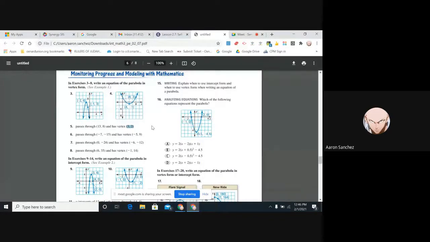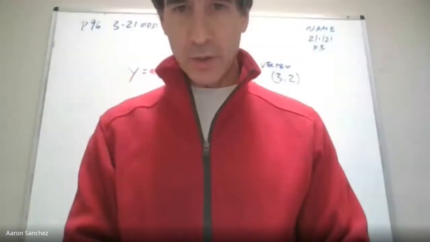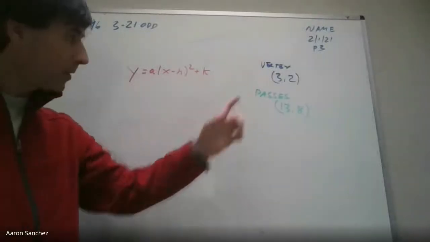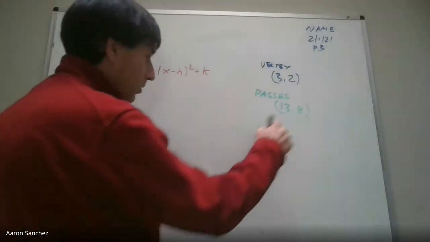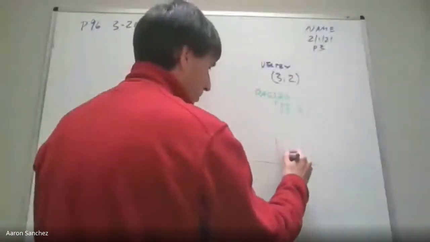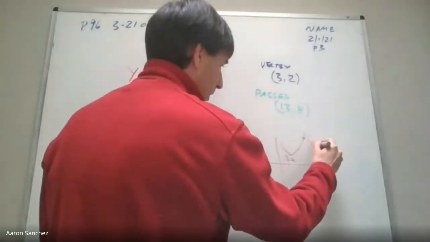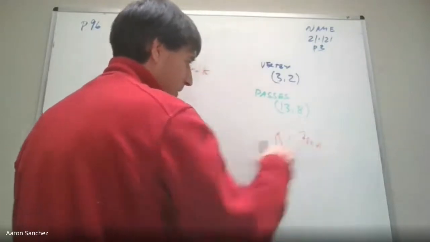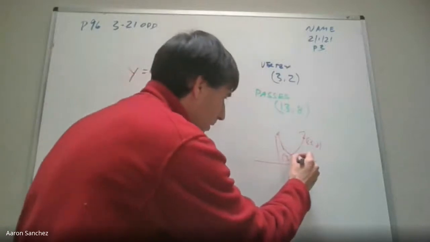Okay, here we go. I'm stopping sharing, and you're going to look at what I have here on the board. So I've got my vertex. You could graph it, if you want to draw a picture. Vertex of 3, 2, and it's going to pass over 13, 8, something like that, right? It's not important, I just sketched it in real quick. 3, 2, this is 3, 2, and 13, 8.